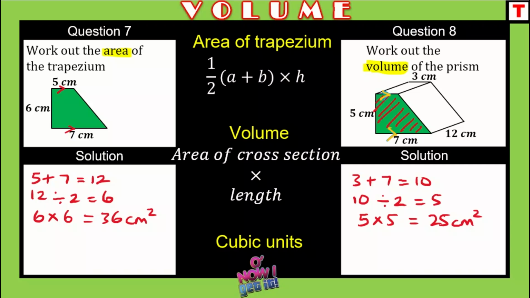So for us to find the volume, we're now going to be multiplying this 25 by how long the shape actually is. So the shape is 12 centimeters. So therefore, we're going to be multiplying our 25 by 12 right here. And this is going to give us 300 centimeter cube, because everything there is measured in centimeters. So this would have been the volume of this prism.